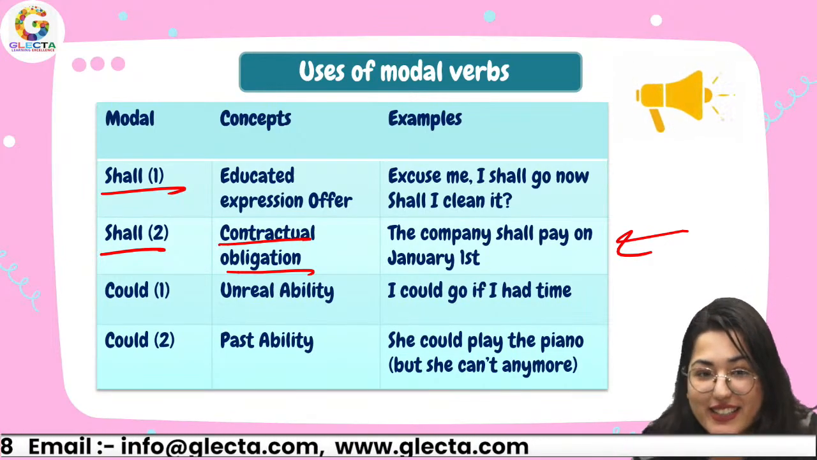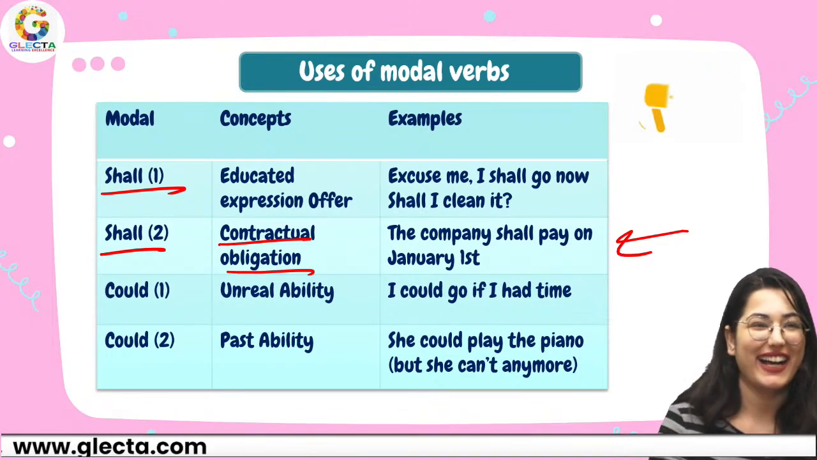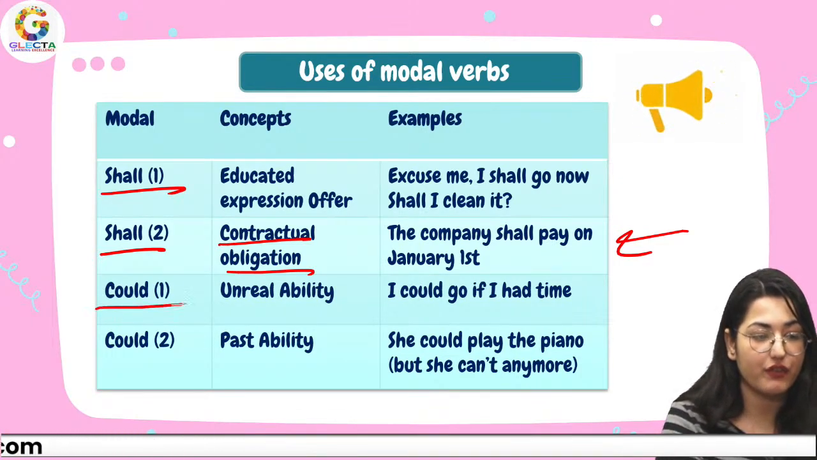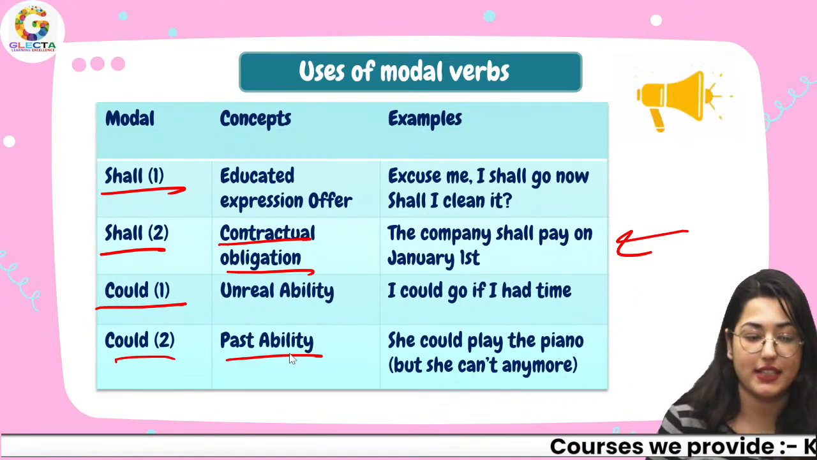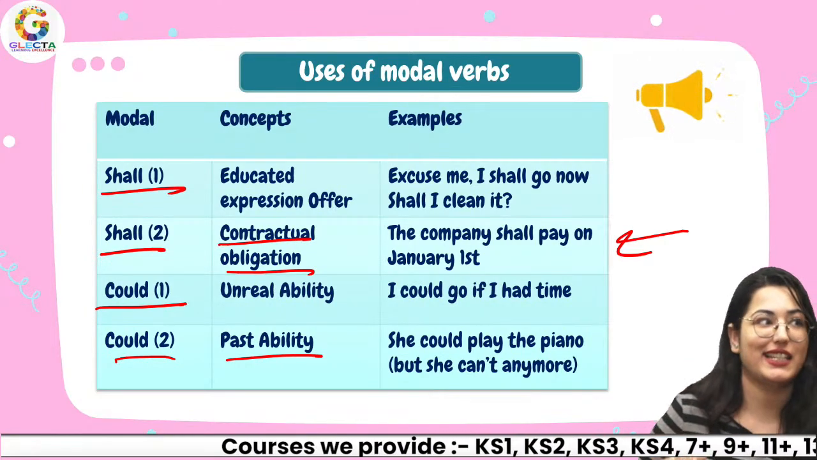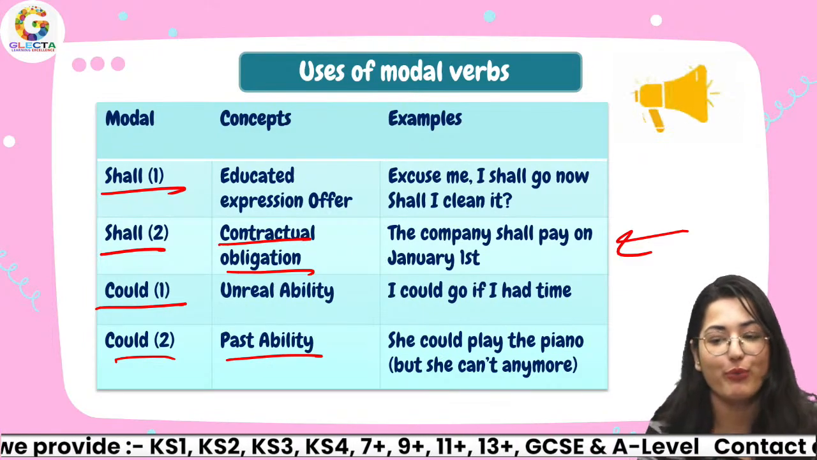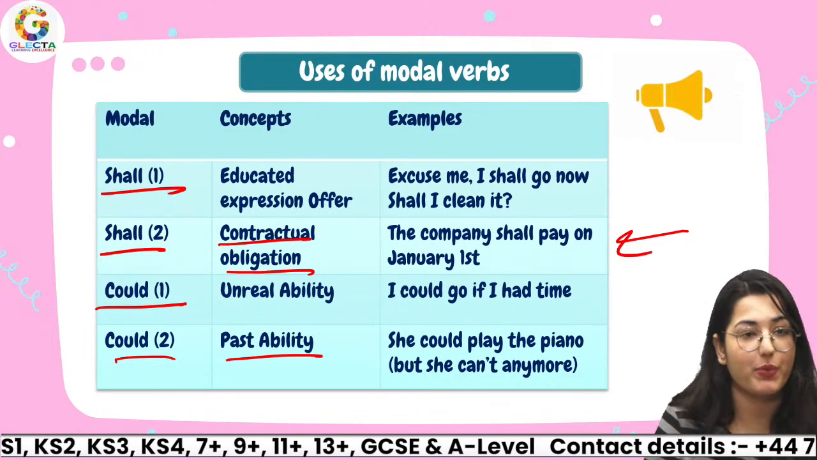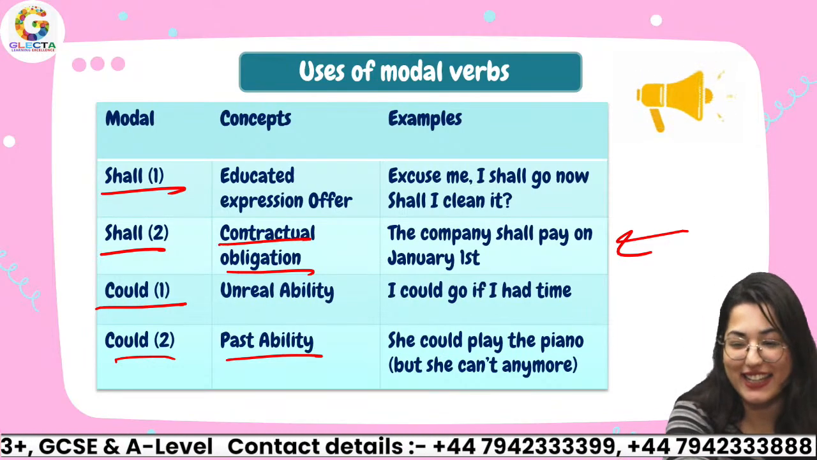Okay, very good, students. I shall go to school. Very good, Toys R Life. Thank you. Okay, next, one could is for unreal ability. Next, could is for past ability. She could play the piano. I could have eaten that pizza. Like that. You shall hand in your homework. Perfect gaming. Yes, you are perfect.